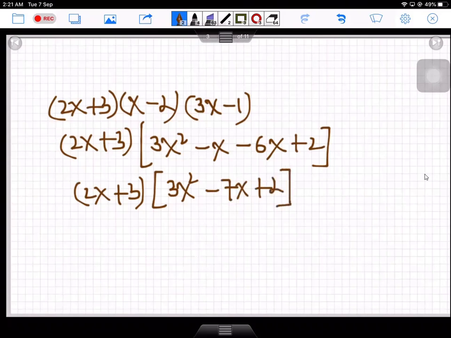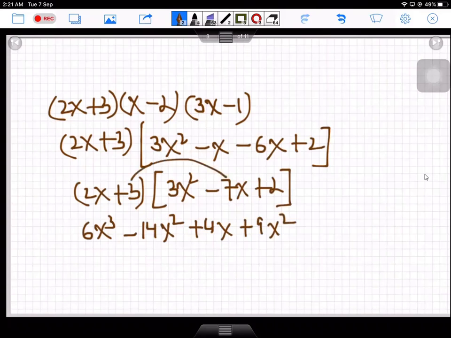Now 2x plus 3 will be multiplied with this whole quadratic expression. So 2x times 3x square first. So 3 times 2 is 6. So 6x cubed. Then 2x multiplied by minus 7x. So this becomes minus 14x square. And then 2x times 2 is basically positive 4x. Then 3 times 3x square is 9x square. Okay, 3 times minus 7x is minus 21x. 3 times positive 2 is 6.